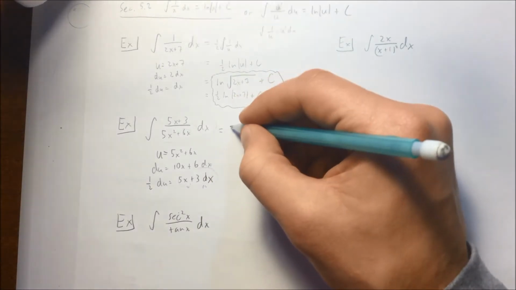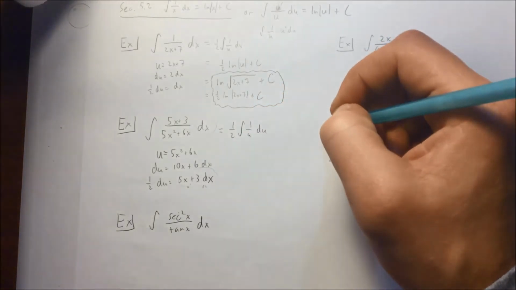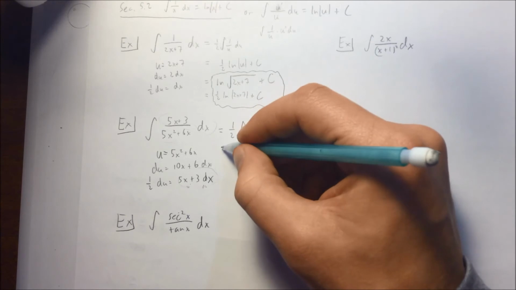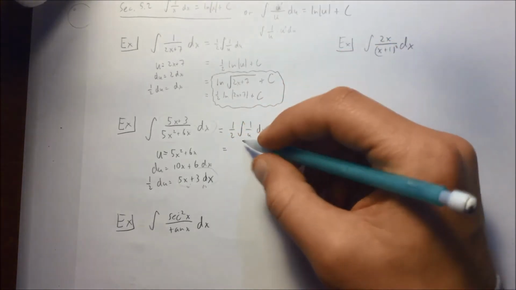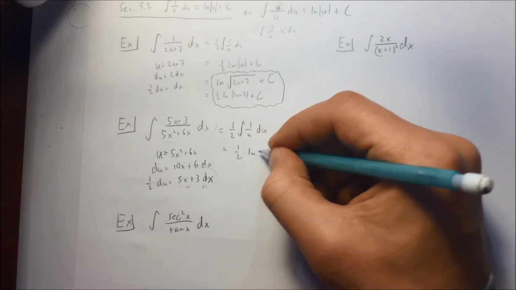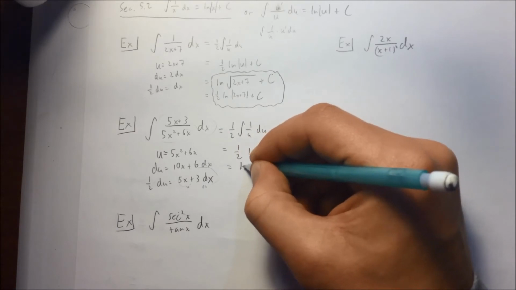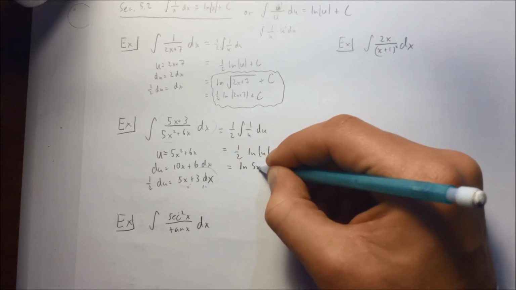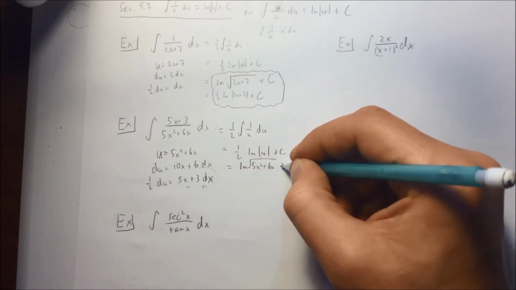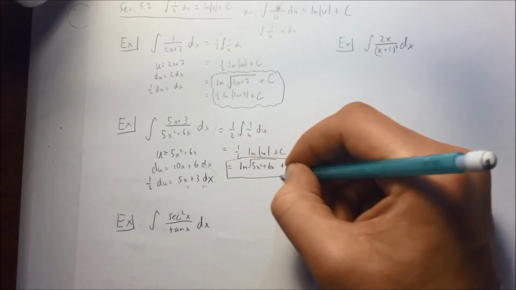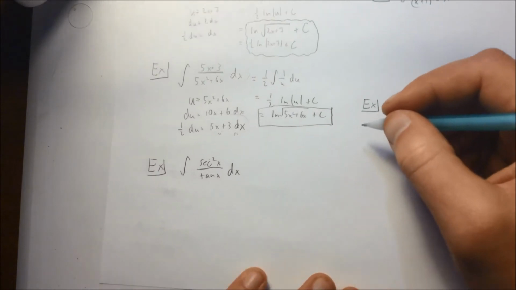So this is going to become 1/2 of 1 over u du. So that's going to yield 1/2 of the natural log of u plus c, which is equal to the natural log of 5x squared plus 6x. I'm going to bring this up here, square root of that, plus c. There we go. Next example.